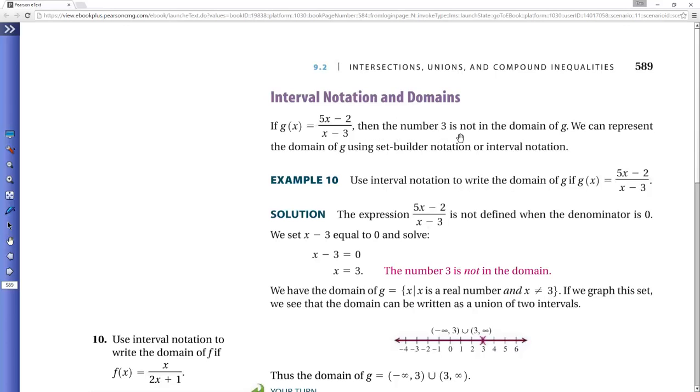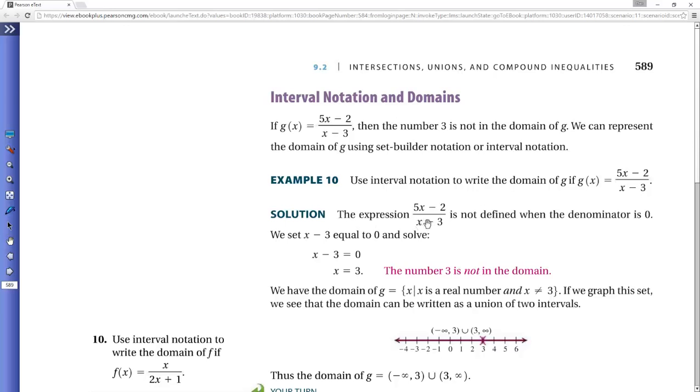So then the number 3 is not in the domain of g. Why? Because 3 would make this 0. We cannot divide by 0. So we have to make sure in the domain that we represent it in a way that it does not include 3. So we could do this a couple different ways, and it says using set builder notation or interval notation. So use interval notation to write the domain of g of x for this function, right?